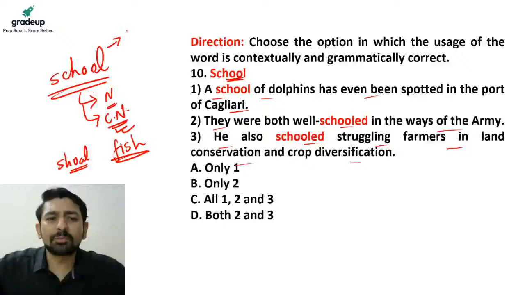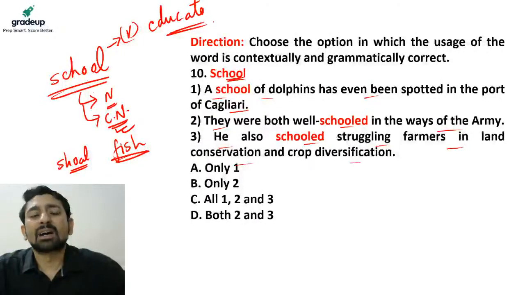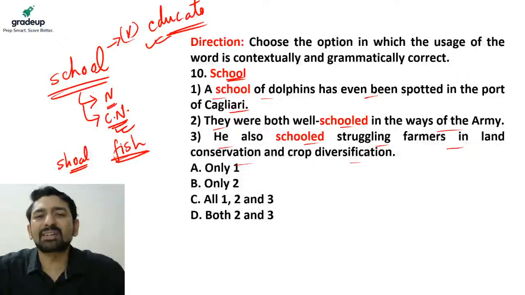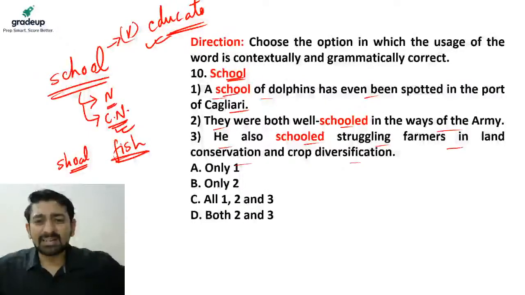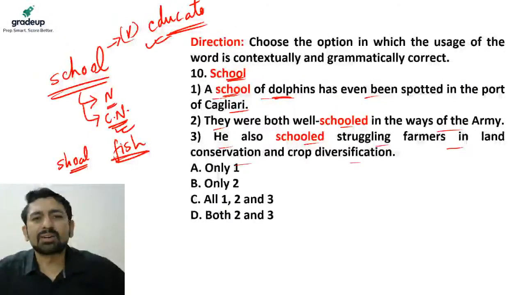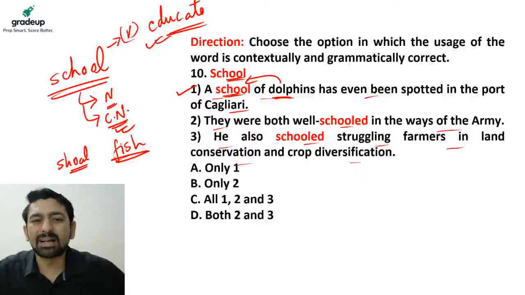Now, school can also be used as a verb, which means to educate. If I say, I school underprivileged children every weekend, it means I educate underprivileged children every weekend. That's what it means. So, the first sentence says, a school of dolphins. Now, dolphins are a kind of fish, you already know. These are basically mammals. So, dolphins can be called a school of dolphins. Absolutely right. A school of water animals, you could say school of dolphins. So, the first sentence is correct.